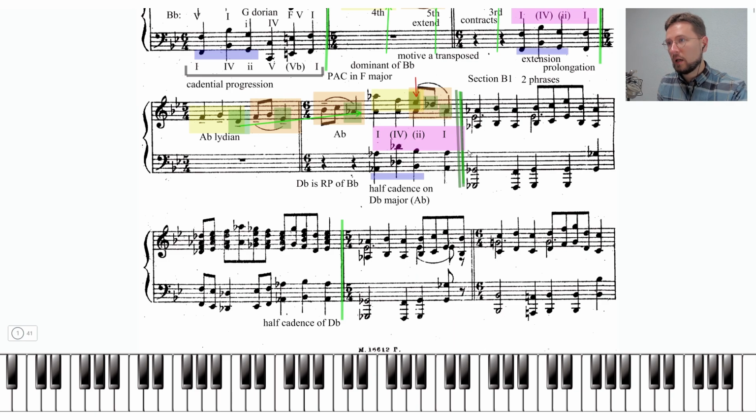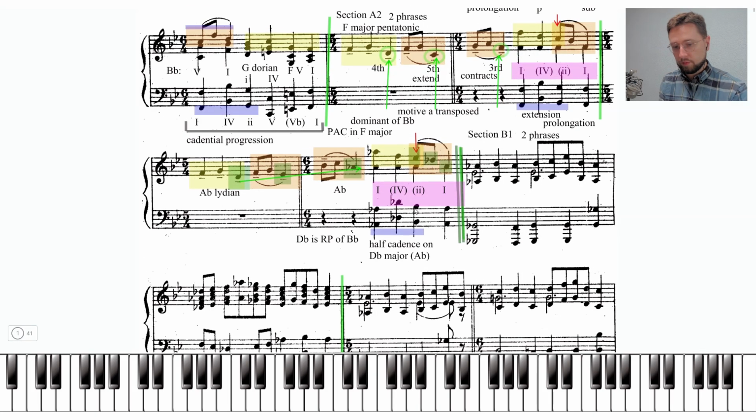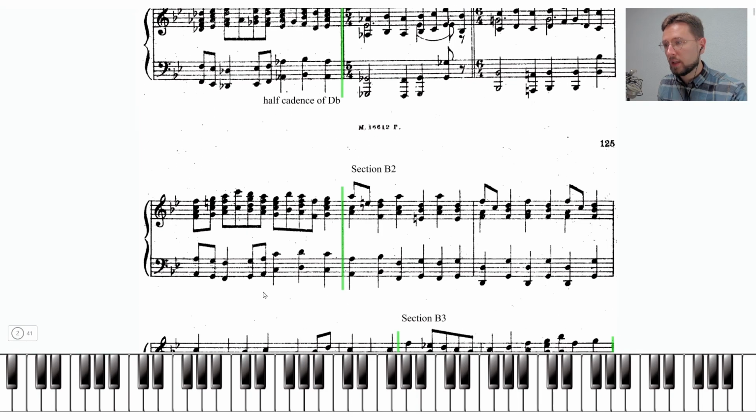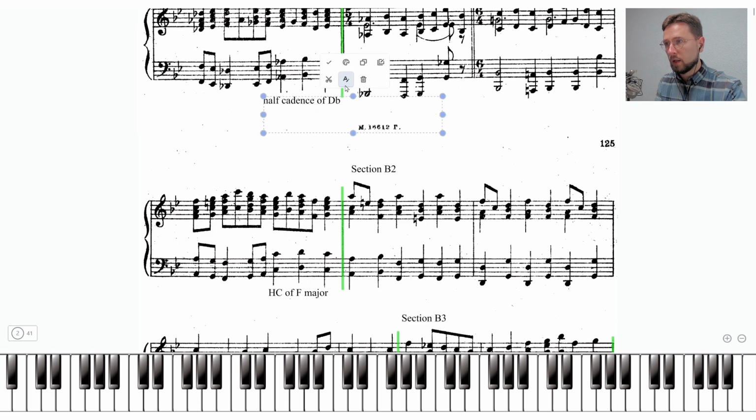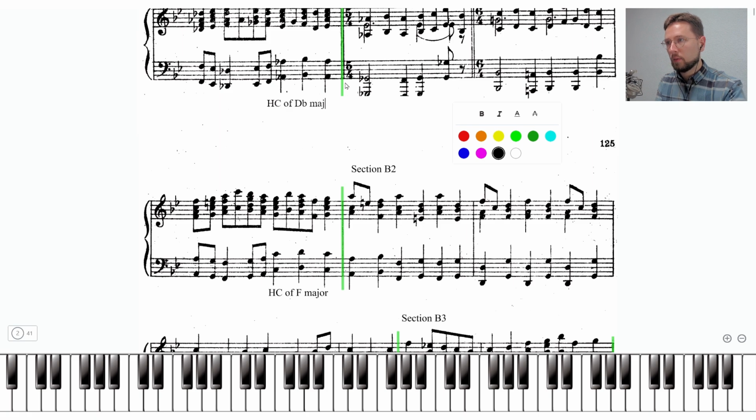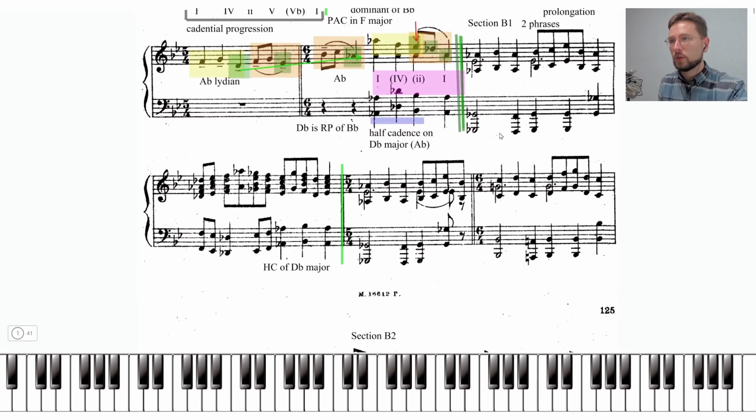Right, which is the same thing that was happening here. So now we have a half cadence on D flat, and then we have a half cadence on F major. So these are the two half cadences that are happening. Half cadence of D flat major, and then half cadence of F major.